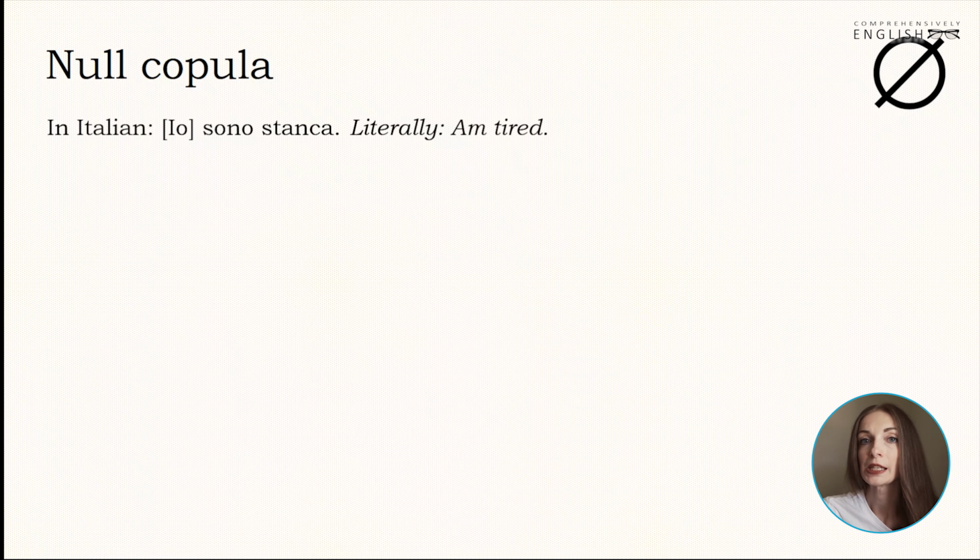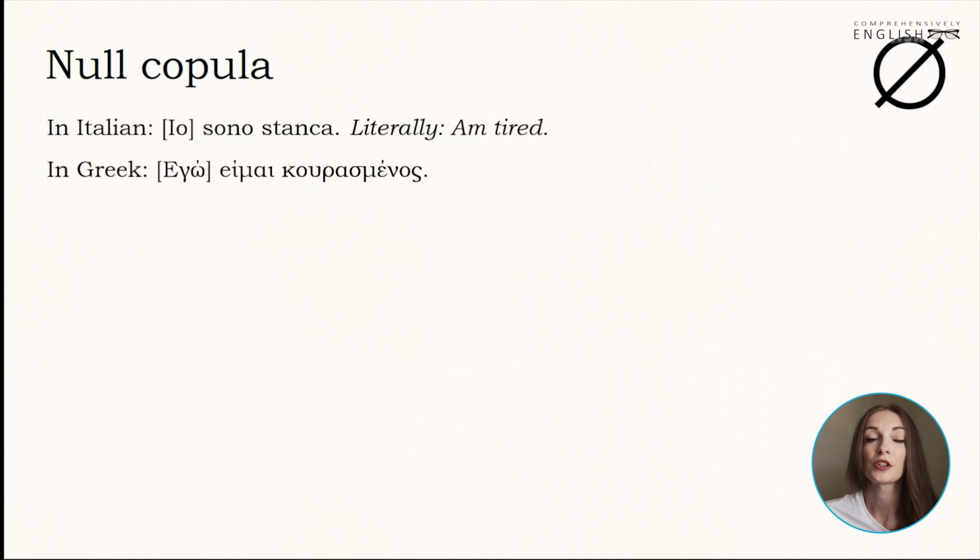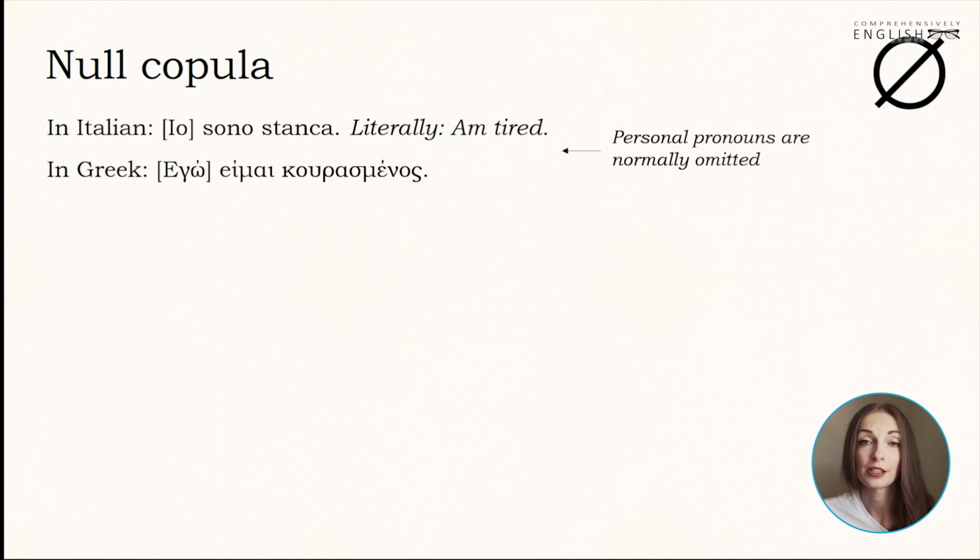We don't necessarily need io because sono, the verb, shows us who the doer of the action is, what person and number it is. The same situation we have in Greek. If we want to say I am tired, we can omit I, saying ime kourasmenos. You don't need to say eho, I, because ime shows who the doer of the action is.